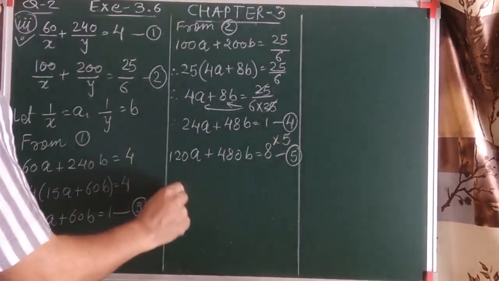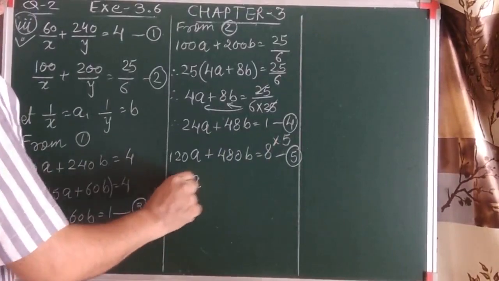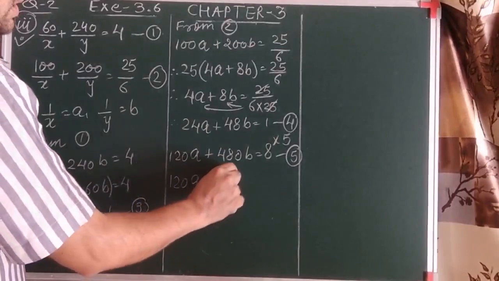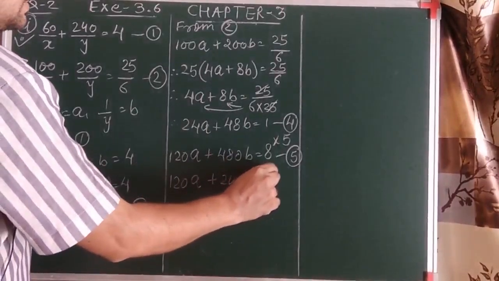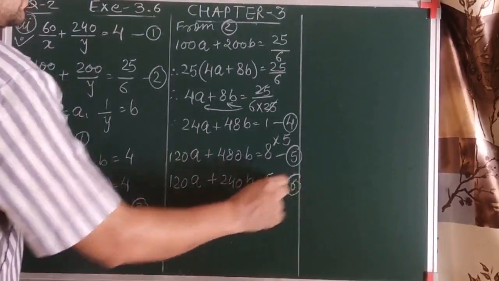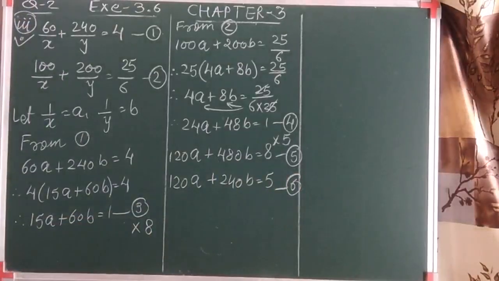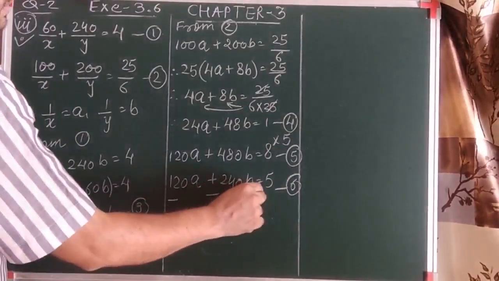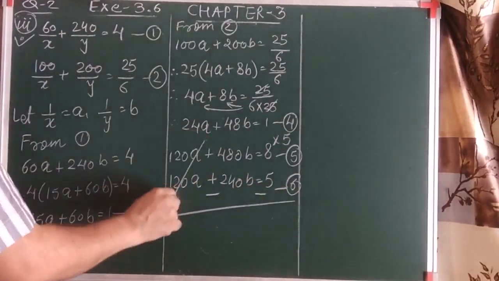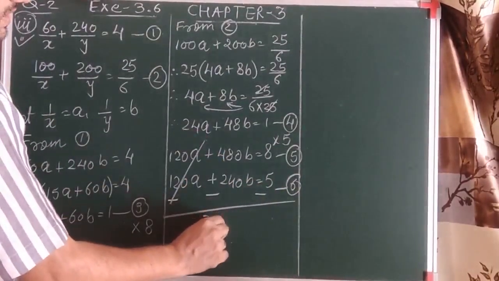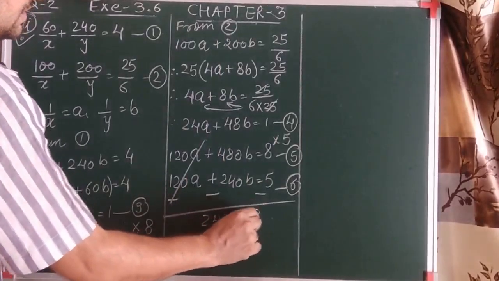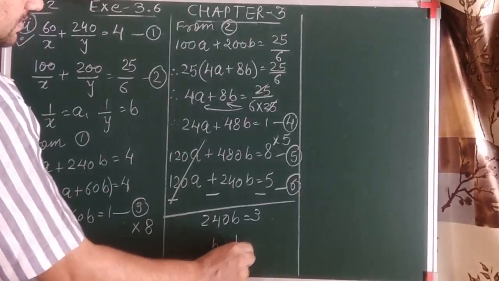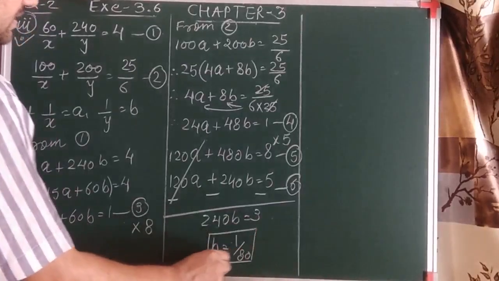Now this I'll multiply with 5, so obviously the coefficient of a is equal, 24 8s are 120, and 48 5s are 240b, and 5 ones are 5. So we can say that both the equations have the coefficient of a equal. Let's do the subtraction. So this will be cancelled. This is 240b is equal to 3. So b is equal to 3 upon 240, so it is 1 by 80. This is the value of b which we obtain.